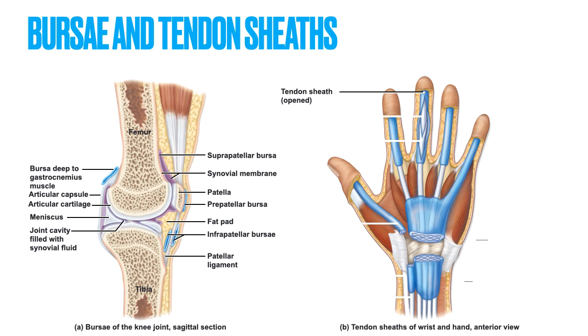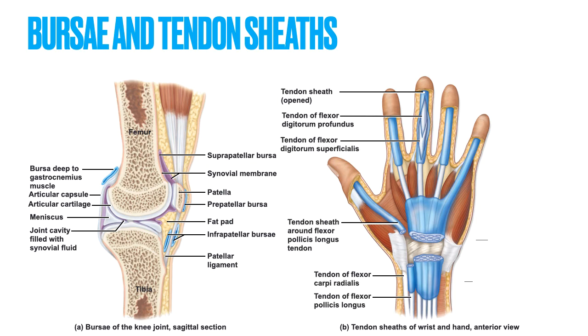All right, so moving over to the right. On the right, we have an image showing the wrist and hand from the anterior. This image shows many tendons of the hand. These are basically all these white stringy looking things are going to be the tendons.